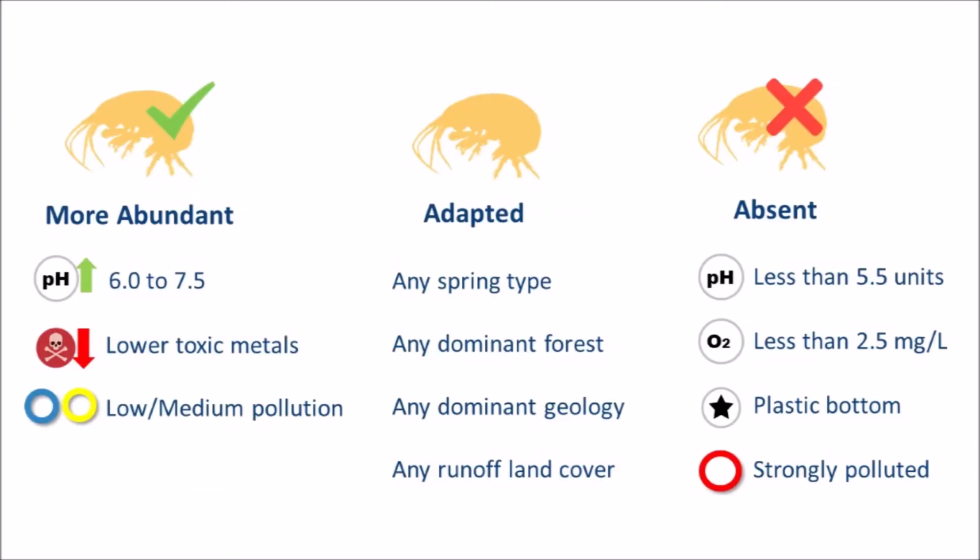And these are the abundance drivers I found: higher pH, lower toxic metals, and low and medium level of pollution. The occurrence of Gammarus fossarum does not increase the water spring value. However, it is an important tool to evaluate the environmental factors influencing the watershed.